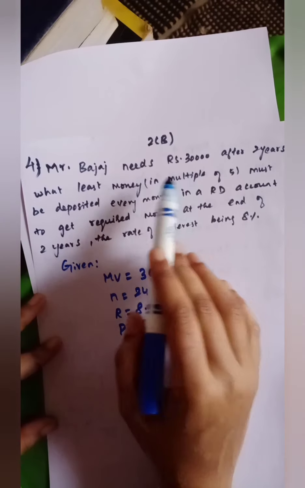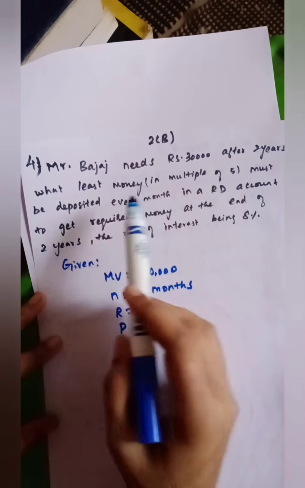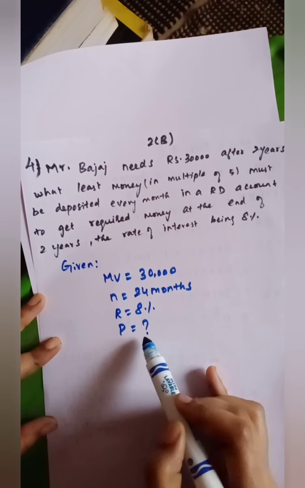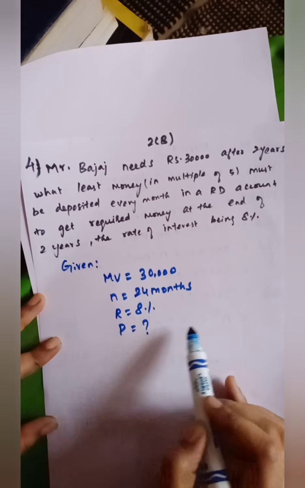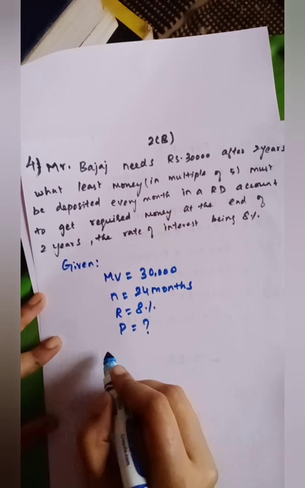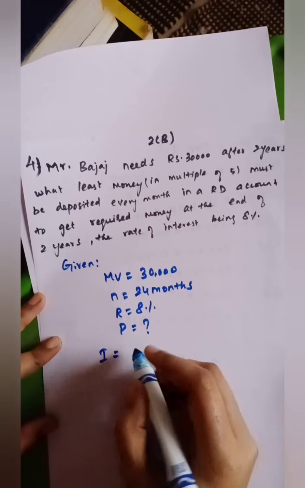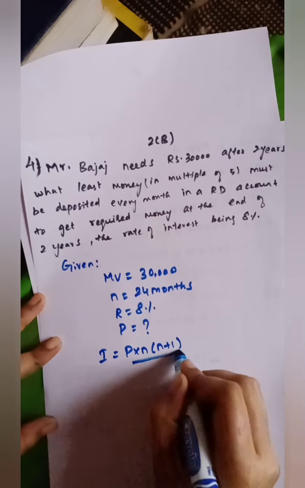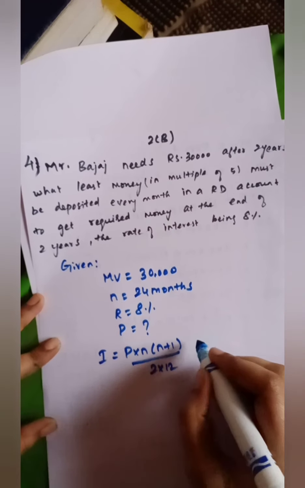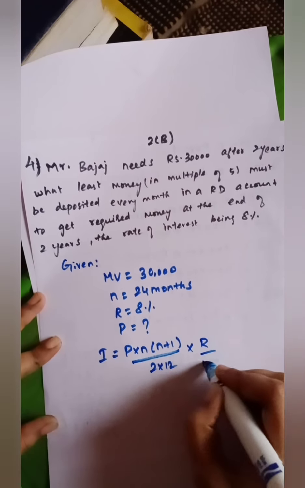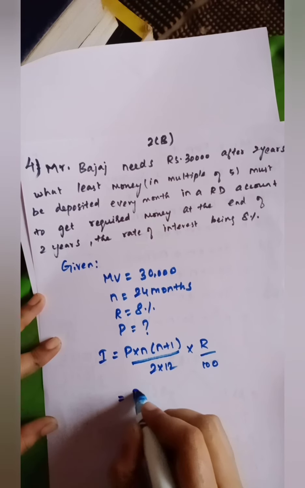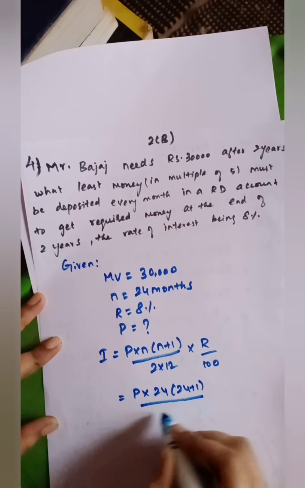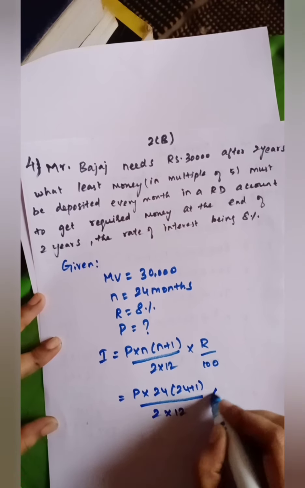P also they have given in multiple of 5. The money he is going to deposit every month should be in the multiple of 5. Now we will go with the interest formula: I equal to P into n plus 1 divided by 2 into 12 into r divided by 100. P only we have to find, and n is 24, 24 plus 1, 2 into 12.